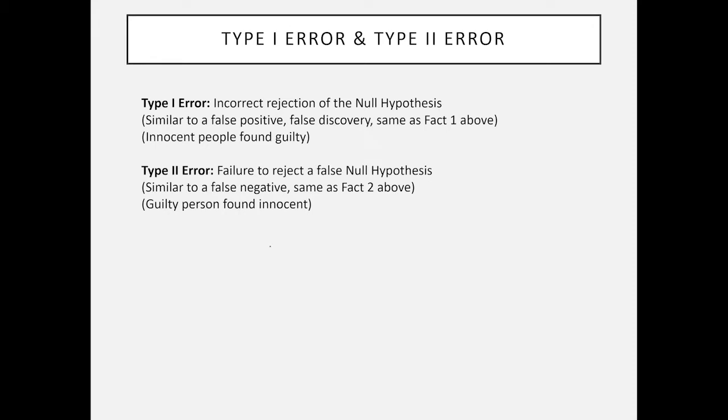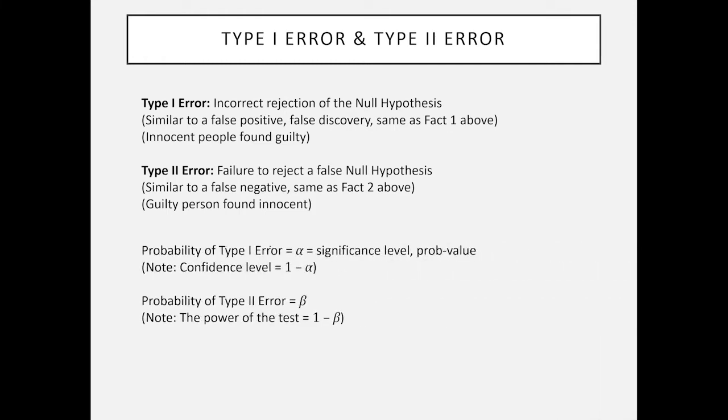Statistically, we say that type 1 error means to incorrectly reject the null hypothesis. Think for a second, in a criminal trial, the null hypothesis is that you're presumed innocent until found guilty. So type 1 error means to incorrectly reject the null hypothesis. That's the case of sending an innocent person to prison. Type 2 error is the failure to reject a false null hypothesis. And that's the equivalent of letting a guilty person go free. So fact 1 is the type 1 error. The fact 2 above is like a type 2 error.